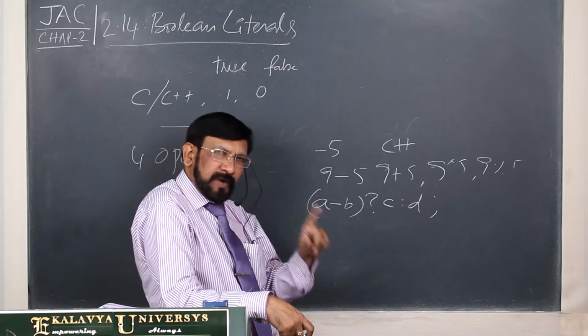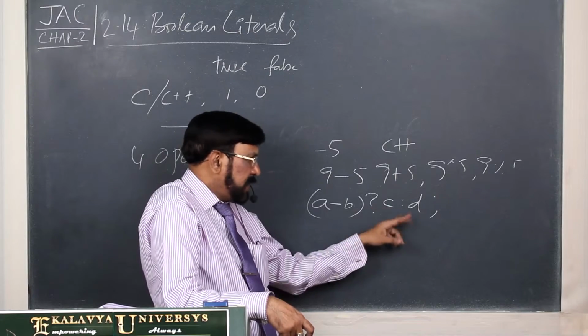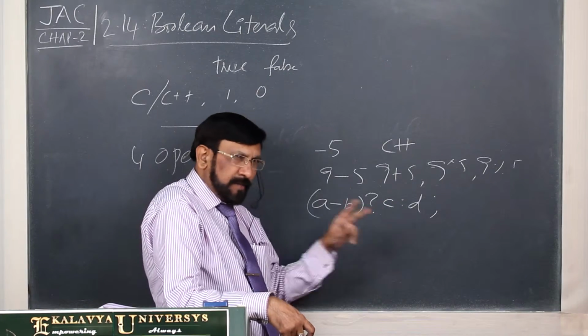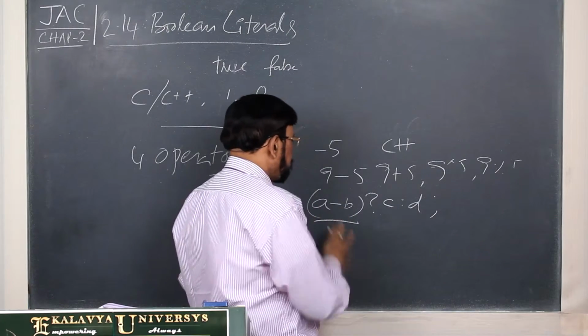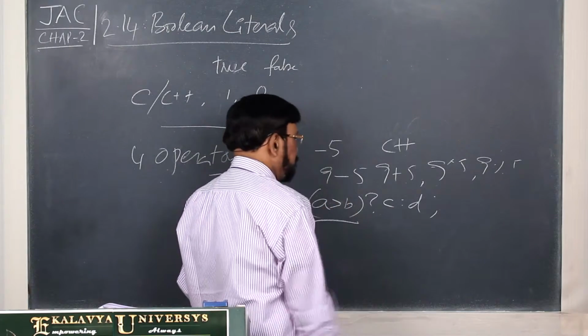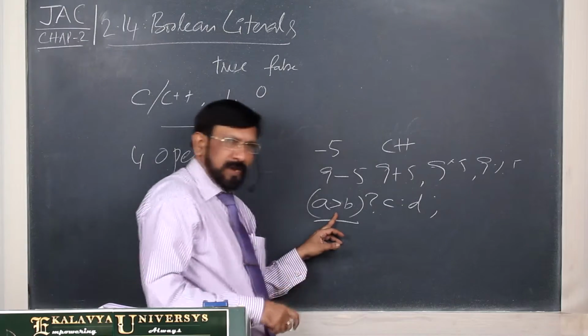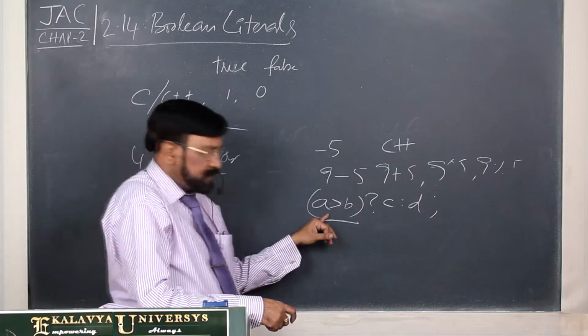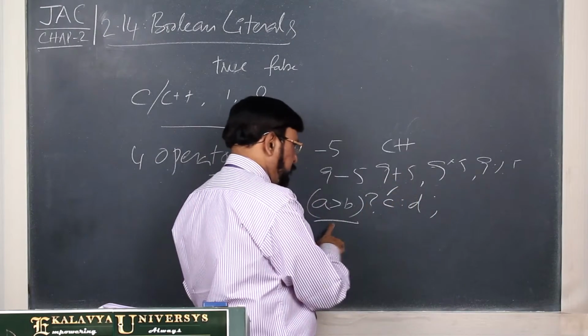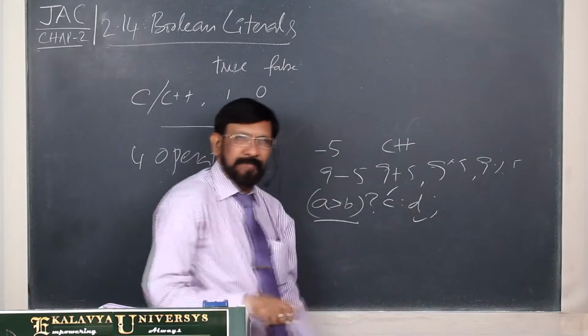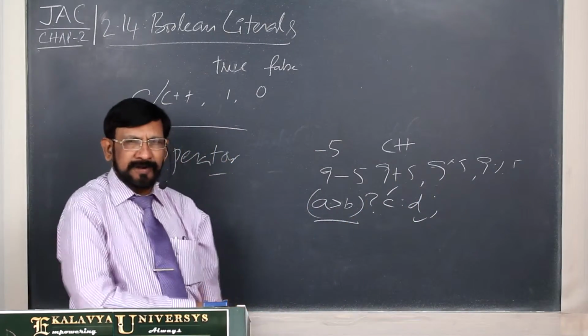And only one set of operators acts upon 3 operands. This is A is greater than B, which is the Boolean expression. You must write a Boolean expression. If it is true, C is the result. If it is false, D is the result. These are called conditional operators.